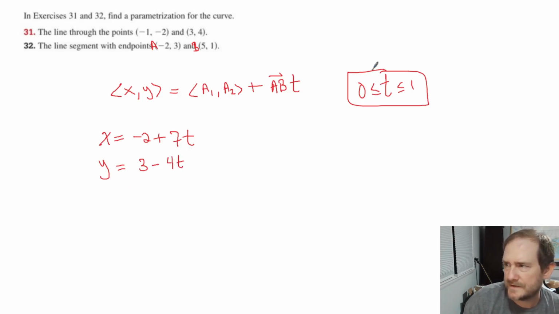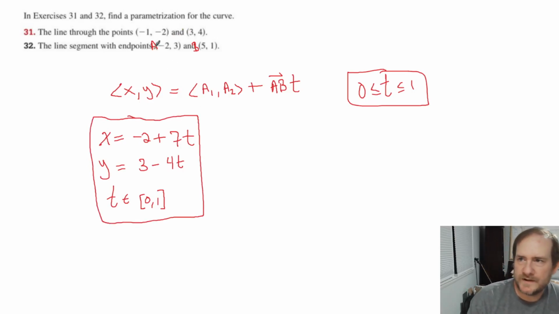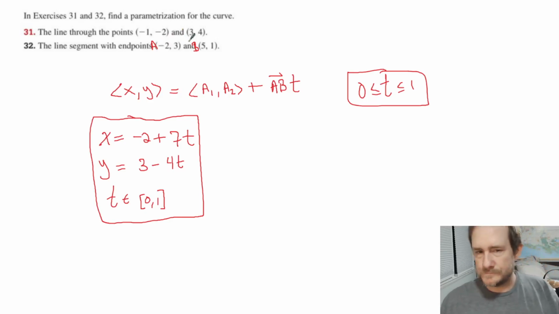And then attach the right interval. So we'll say t is an element of the set that goes from 0 to 1. And now that parameterization is guaranteed to give you only the line segment that goes from A to B.